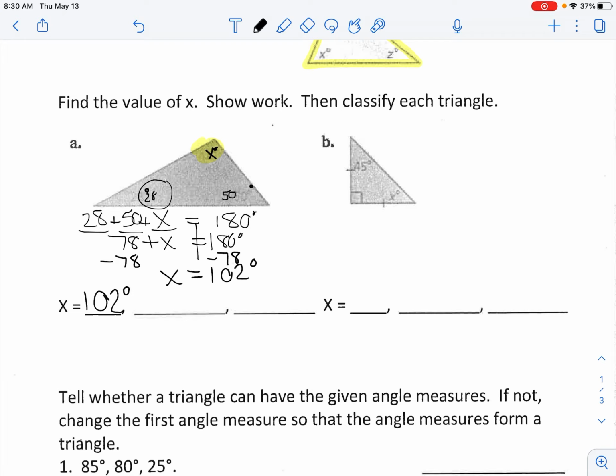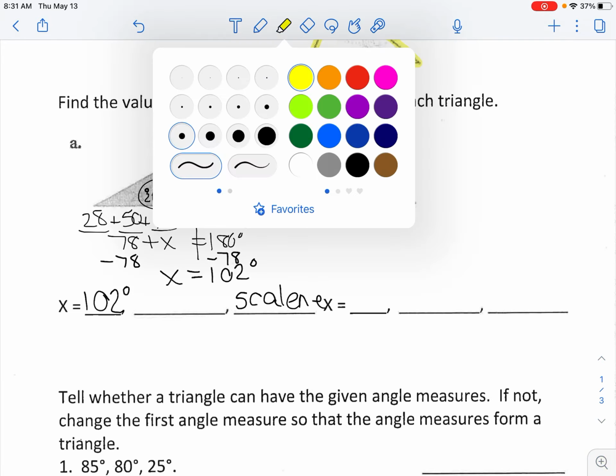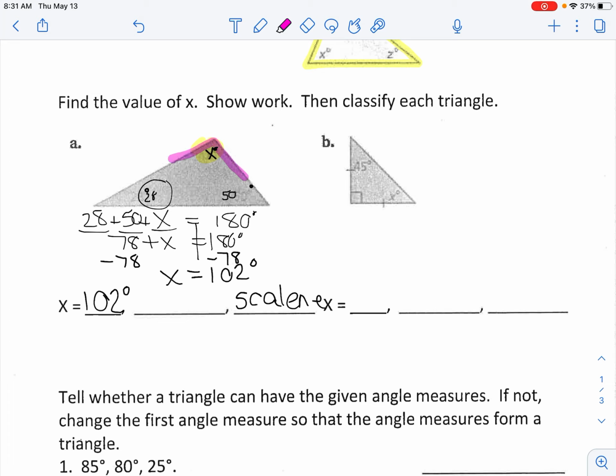So remember, we can classify based upon the angle measures and based upon the side lengths. Well, based upon the side lengths, I can clearly see that all three sides are different lengths. So that's going to be a scalene triangle. And I see that this angle X is 102 degrees, which is greater than 90. So since it has an obtuse angle, we're going to classify it as an obtuse triangle.